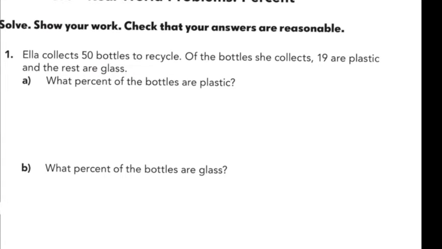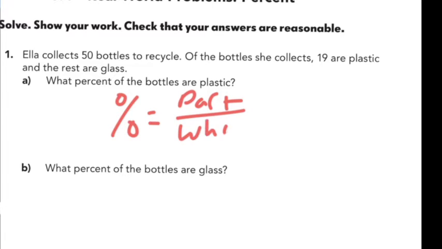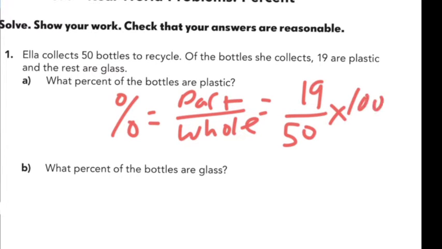For the first one, you could do it a couple ways. The first way is this. We're trying to figure out percent. We know that percent really is the part over the whole, and then you multiply it by 100. So the part is 19 divided by 50, multiplied by 100%. If you take 19 divided by 50, you get 0.38, and you times it by 100, and you're going to get 38%. So you could do it like that, and that would work out perfect.